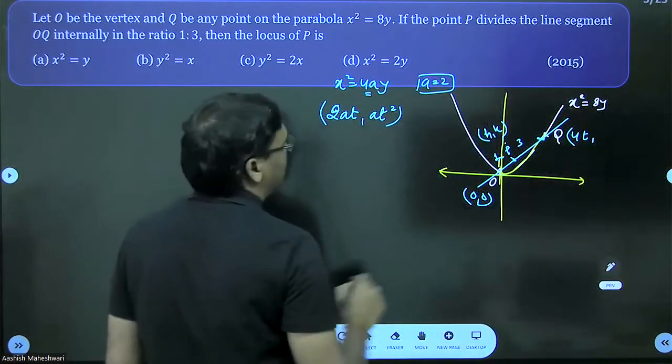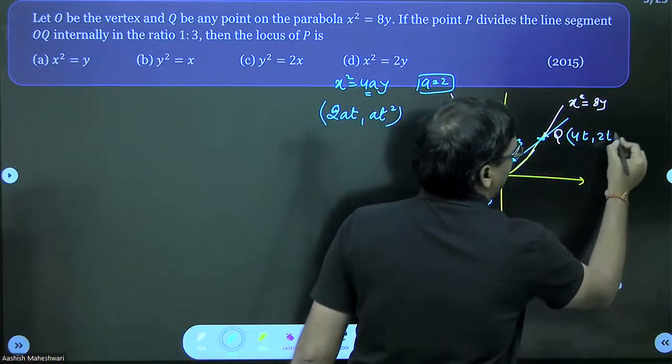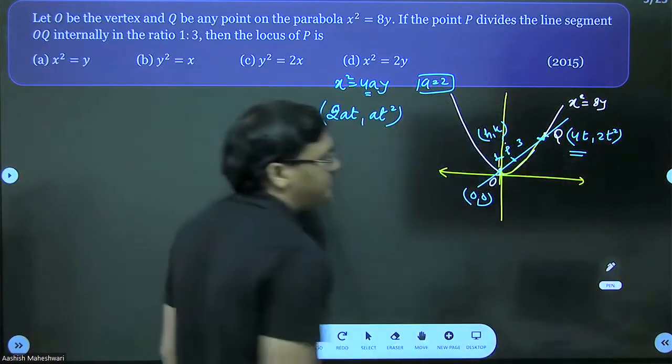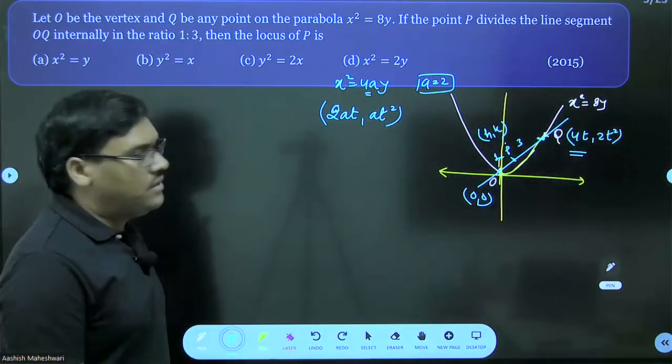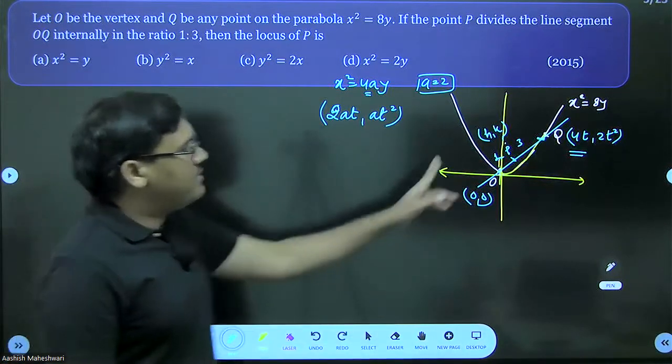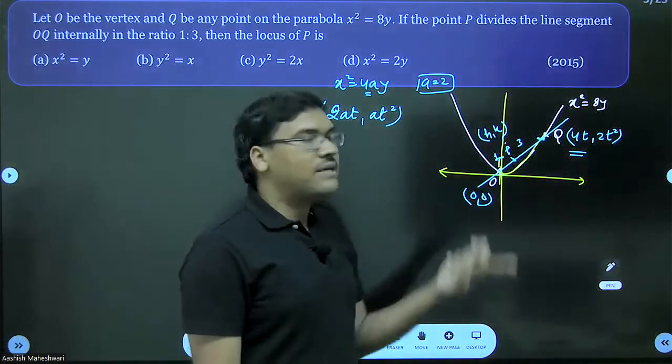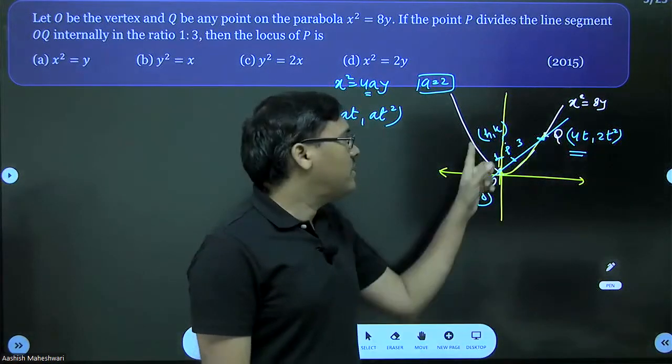Correct? (4t, 2t²). This is any point on this parabola. You can check this, right? Now we have to find the relation in h and k. How can you find it? You can apply the section formula. What is the section formula? Internal division.